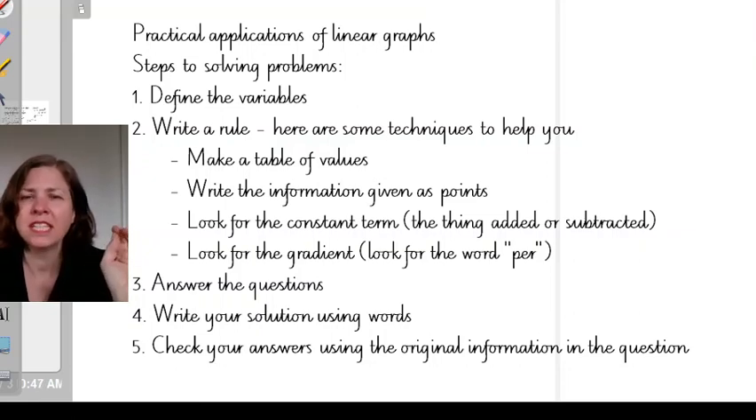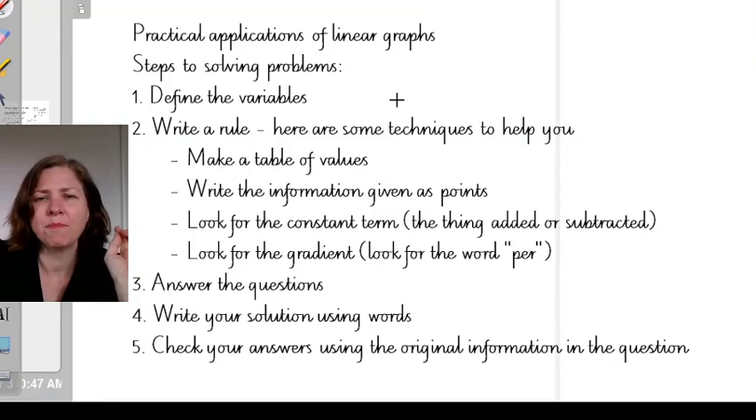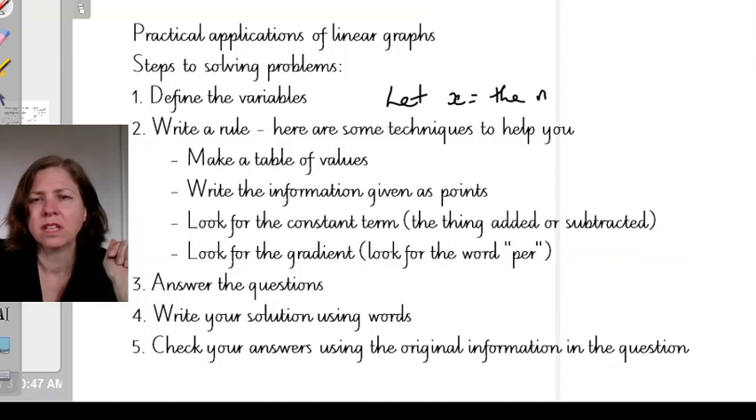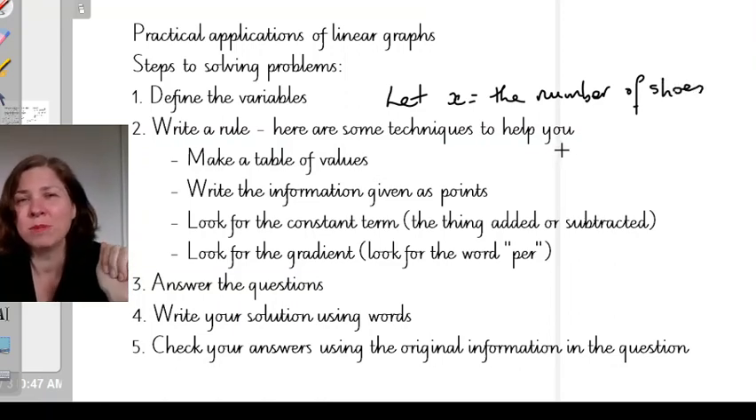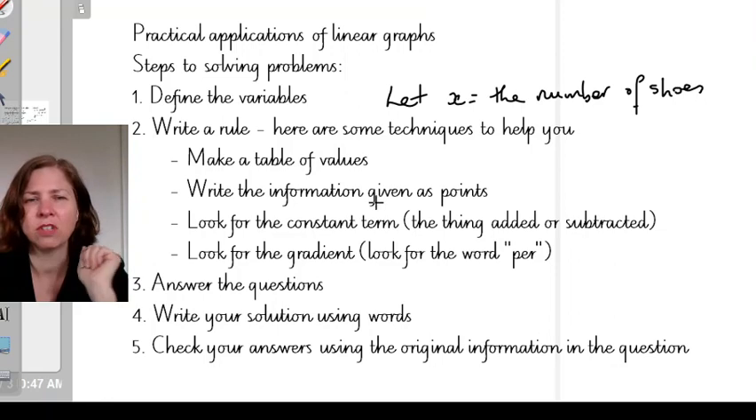But if it wasn't done, I would write something like let x equal the number of shoes, if this was a question about shoes. And you have to be really specific here. Do you mean the number of shoes or do you mean the number of pairs of shoes? That's one of the reasons why we have to do this step and we write it out. But in a lot of the questions you'll do, this step will be done for you, but remember to do it if it's not done.